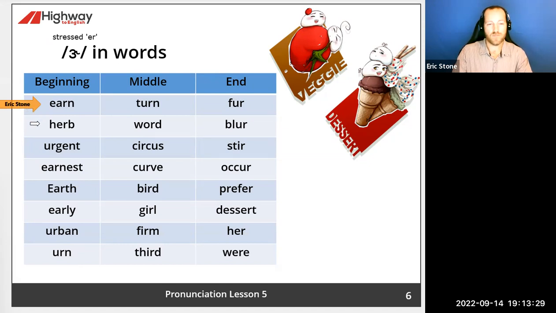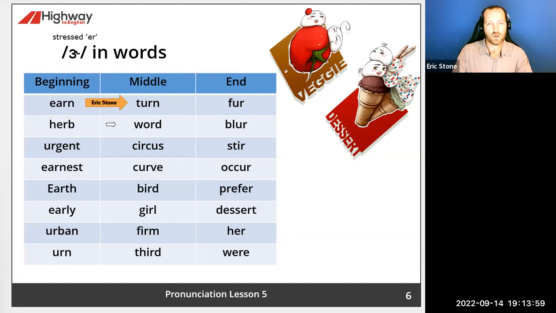Earn, herb. Just so you know, the H is silent, so you don't need to say the "h", just herb for that word. Urgent, earnest, earth, early, urban, earn.